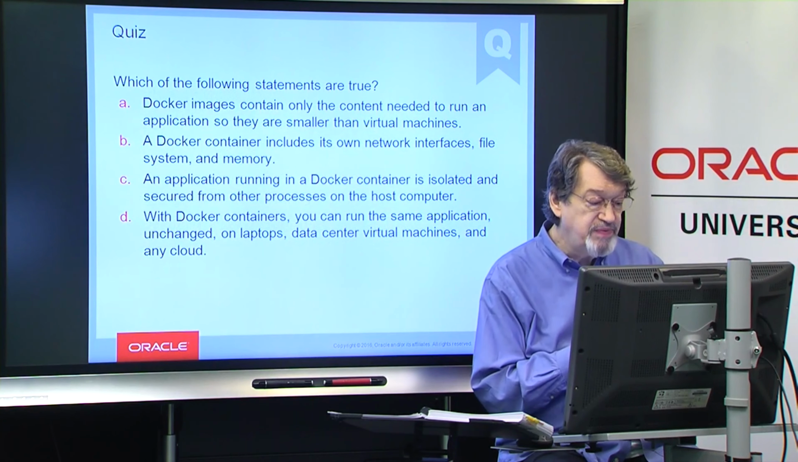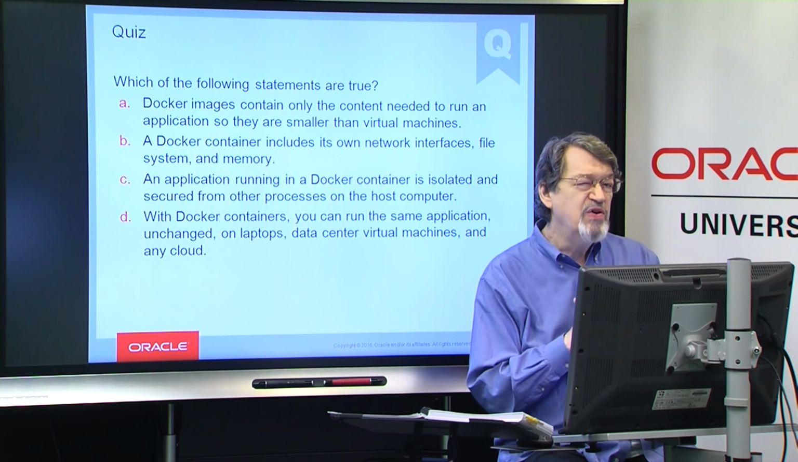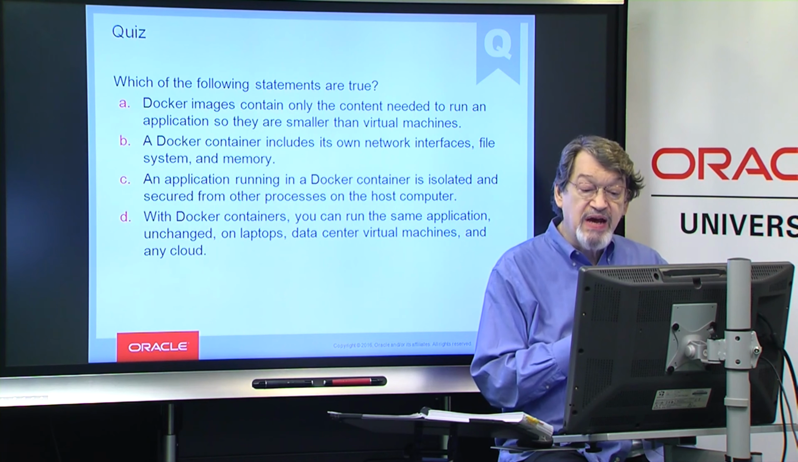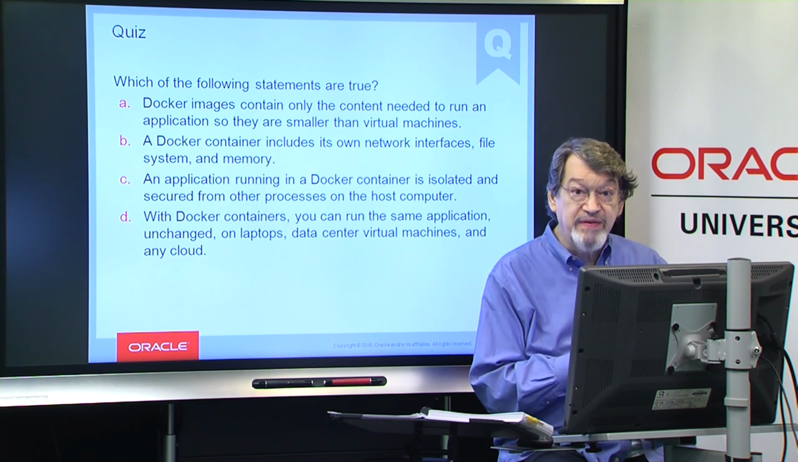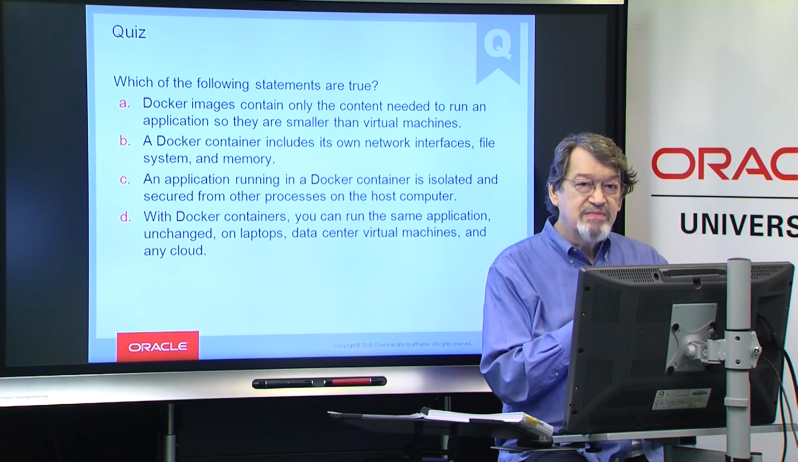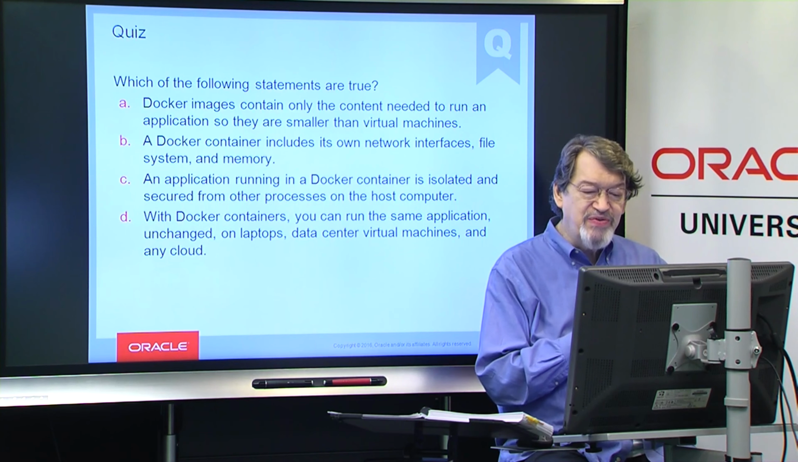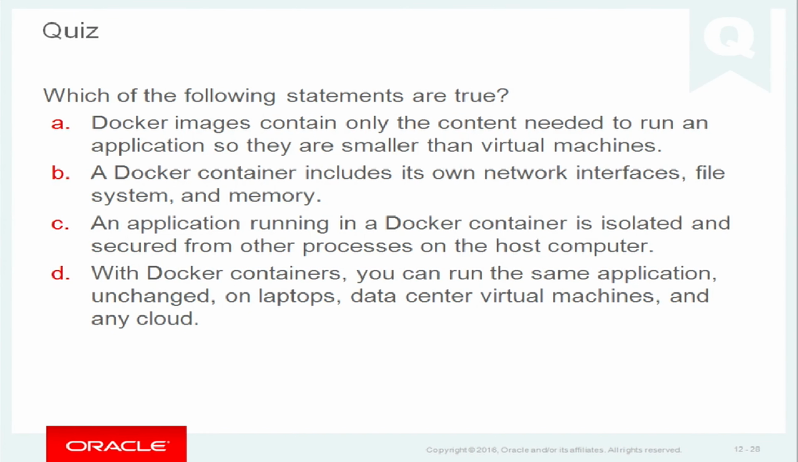Which of the following are true? I'll give you a moment to think about them. Docker images contain only the content needed to run an application, so they are smaller than VMs. We may have even talked about that. A Docker container includes its own network interfaces, file system, and memory. Yep. An application running in a Docker container is isolated and very secure from other processes on the host computer.